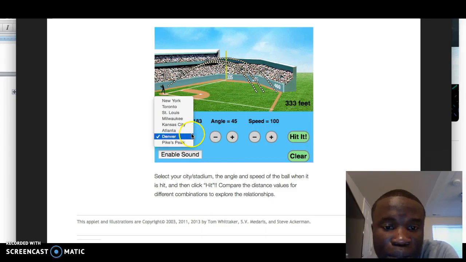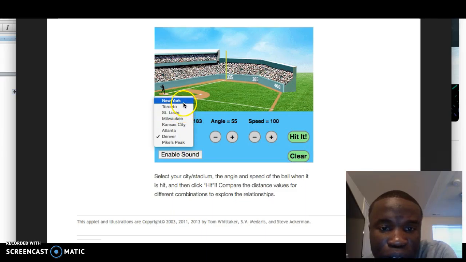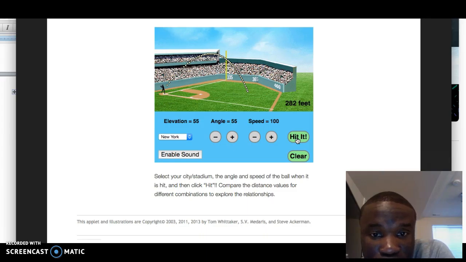Let's keep this and change the angle. Let's change the angle to 60 degrees, keep the same speed, and go through the elevations and see. Let's start with New York. If I'm a pitcher, maybe New York at the lowest elevation might be a good place to play, depending on the team I'm playing against, the hitter. But as a pitcher, I think New York would be a good place to play.